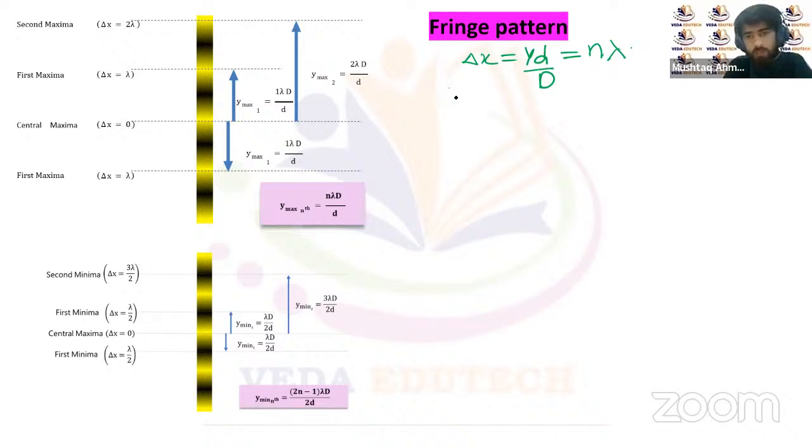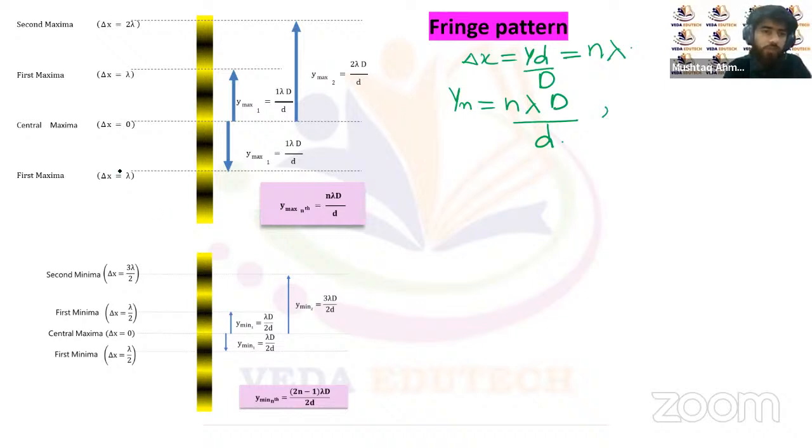Or we can say the position of the nth bright fringe will be n lambda D upon small d, where small d is the slit separation and capital D is the separation between the screen and the slit. Or we can say the nth maxima occurs at a position from the center of the screen that's given by n lambda D upon d. The first bright fringe actually occurs at the central position.